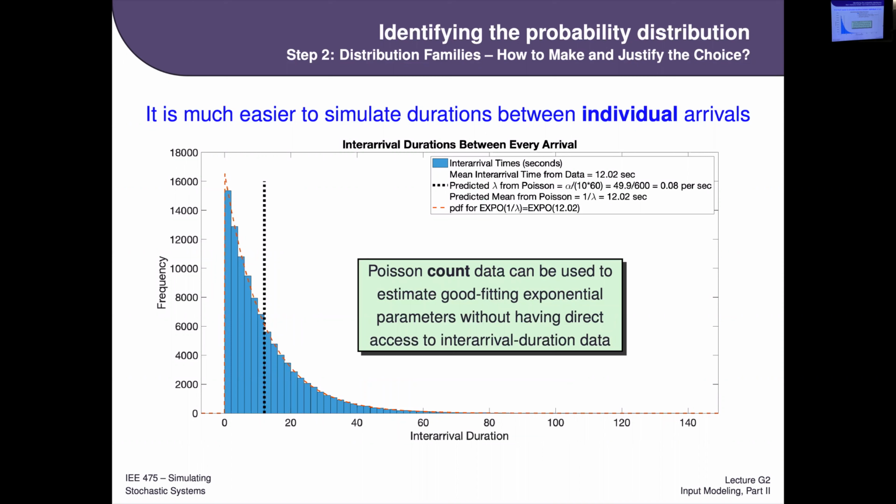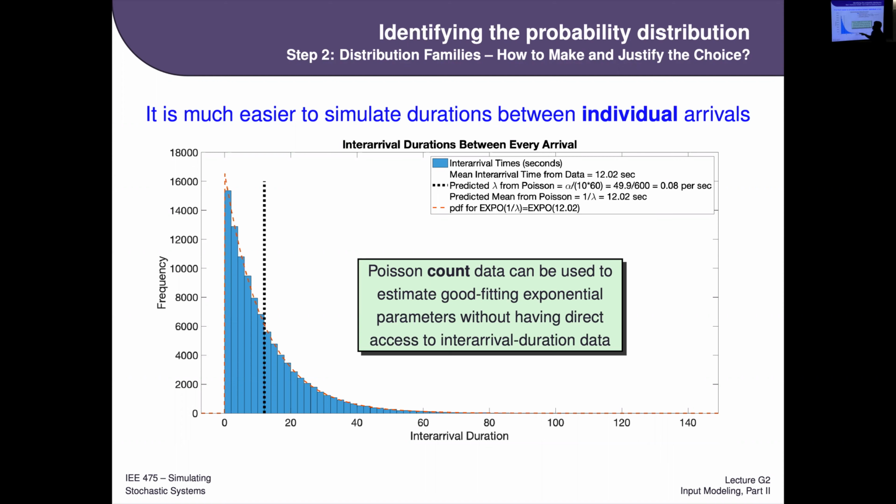It looks like what I've done here to make things more exciting is I put things in terms of seconds. So I took that 49.99 and instead of dividing it by minutes, I divided it by 10 minutes times 60 seconds, or 600 seconds. And that gave me 0.08 arrivals per second. So my lambda predicted from the Poisson is 0.08 arrivals per second.